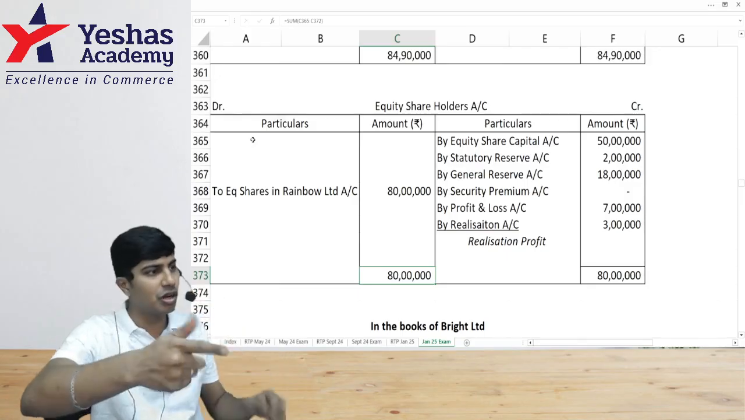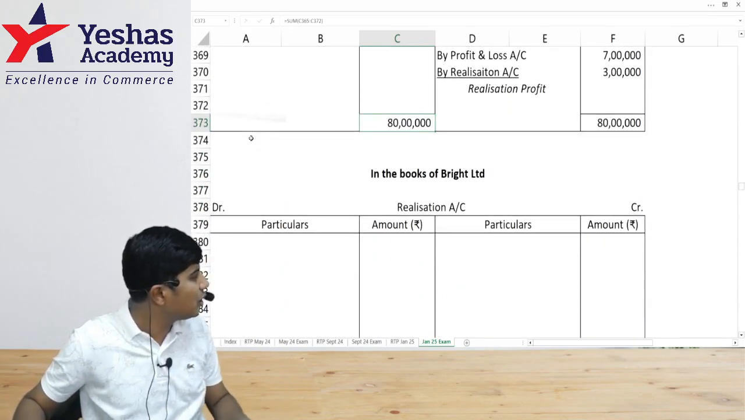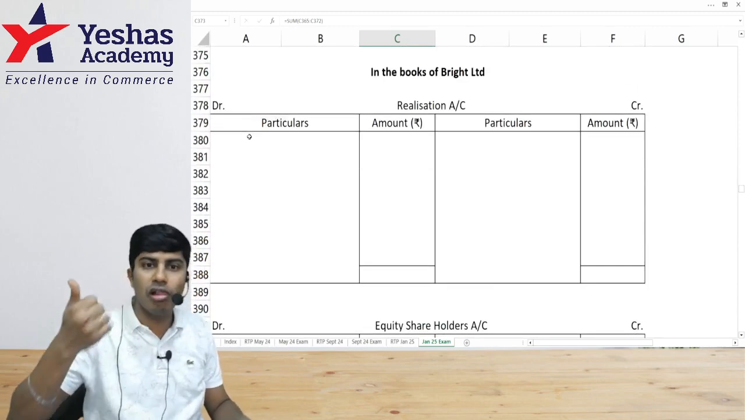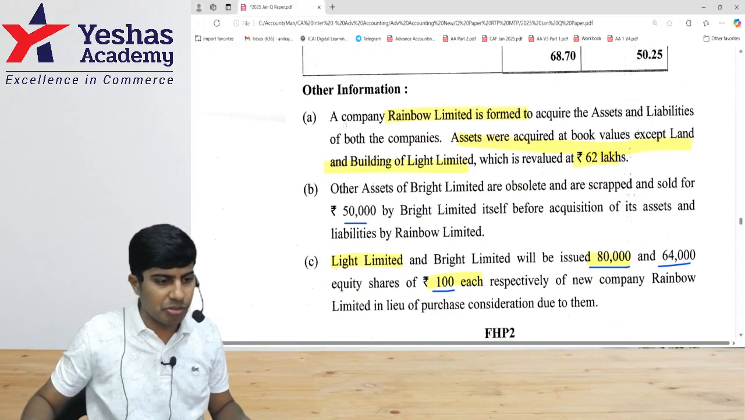Whatever we did in the last 5-6 minutes, we should repeat now. Why? We did it for which company? Light. We should do the same thing for Bright. What should we do? Transfer all the assets to realization. All the assets. Come from the beginning again.